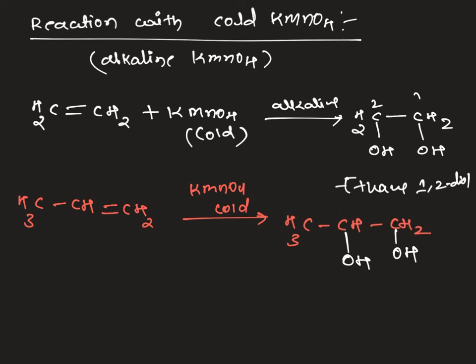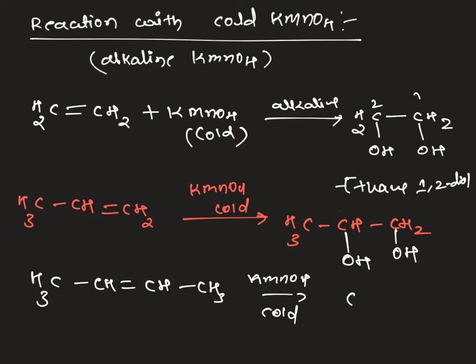Similarly, you can take any of the examples. If I go with butene and use cold KMnO4, dihydroxylation takes place at the double bonded carbons, and we get a diol. So this is the reaction difference between cold and hot KMnO4. Based on the condition, the formation of products will change.